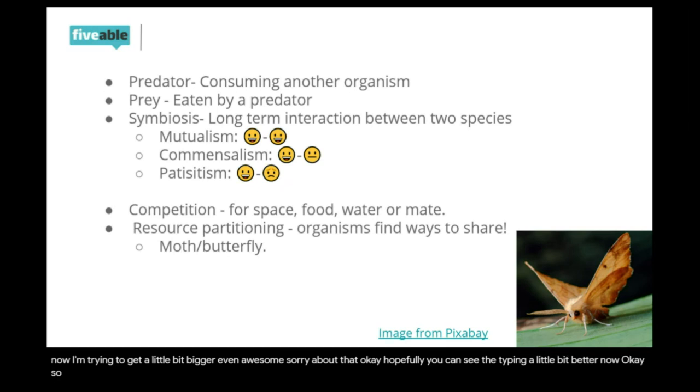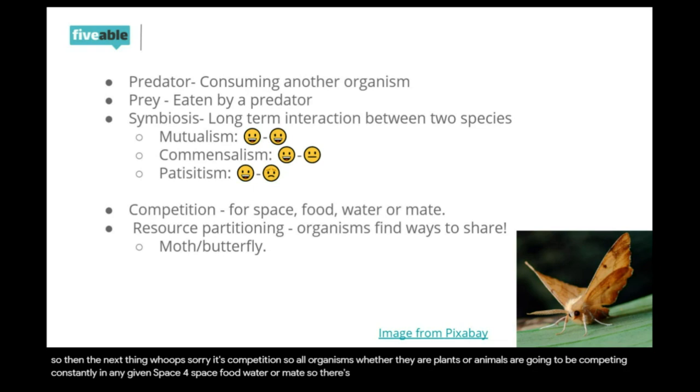Okay, so then the next thing is competition. All organisms, whether they are plants or animals, are going to be competing constantly in any given space for space, food, water, or a mate. So there's constant competition going on between the different organisms in an ecosystem, even if it may not seem that way kind of from the outside.